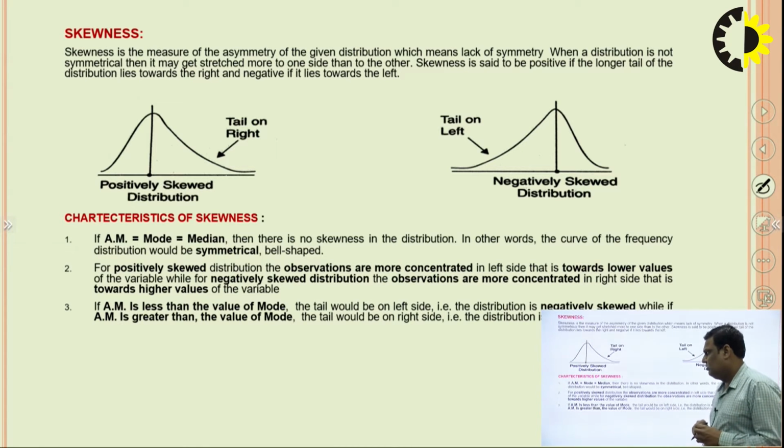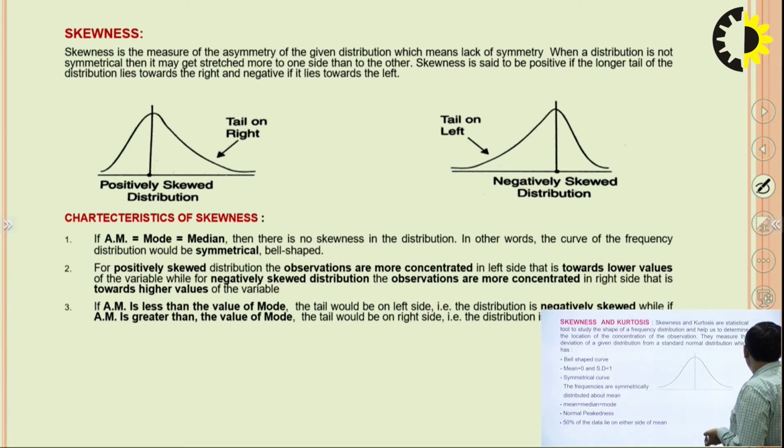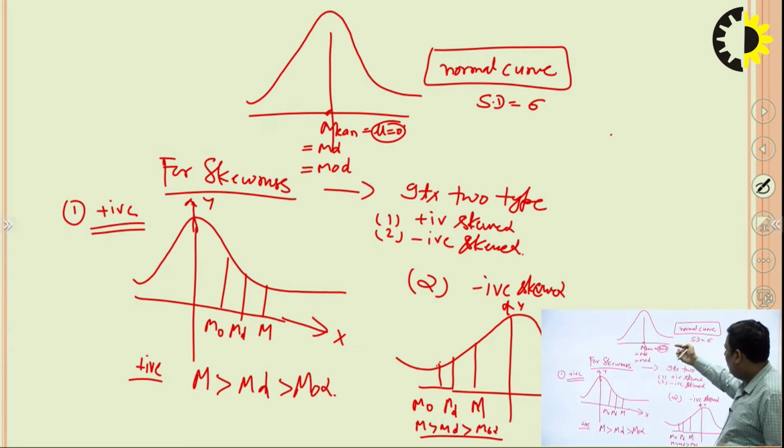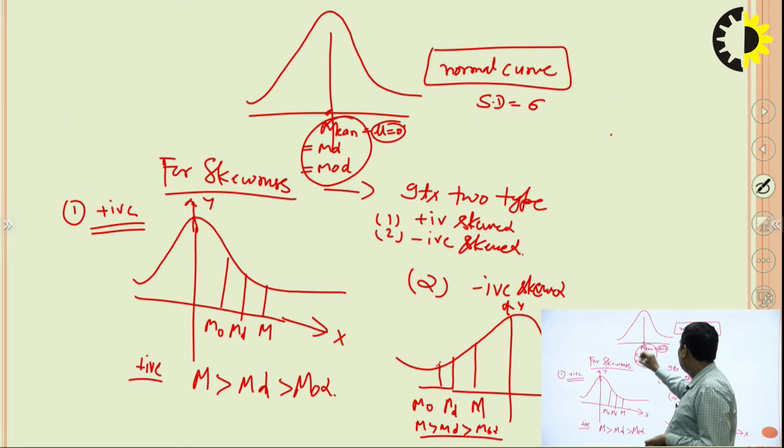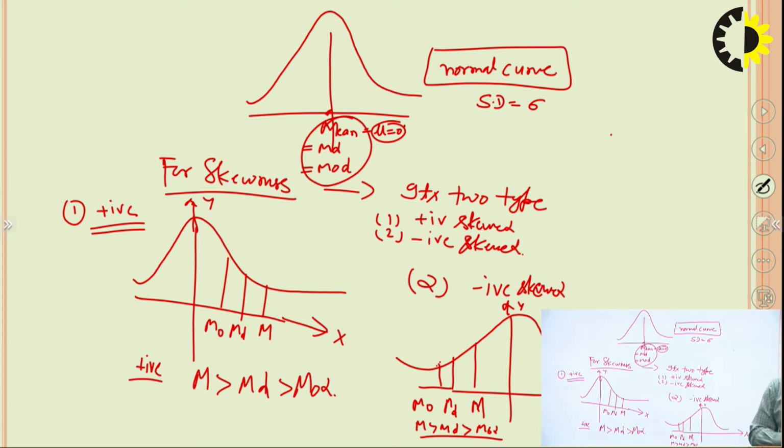Characteristics of skewness. What are the characteristics of skewness? Let us take it one by one. First one, if arithmetic mean equal to mode equal to median, then there is no skewness in the distribution. If all are equal, it means a normal curve, as I said previously. There is no skewness.